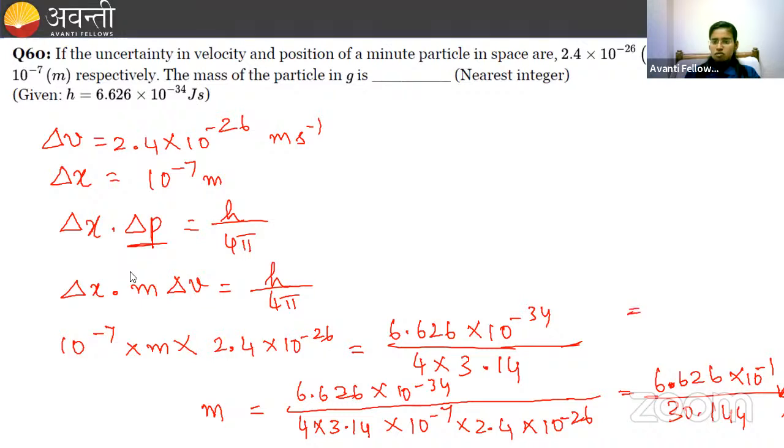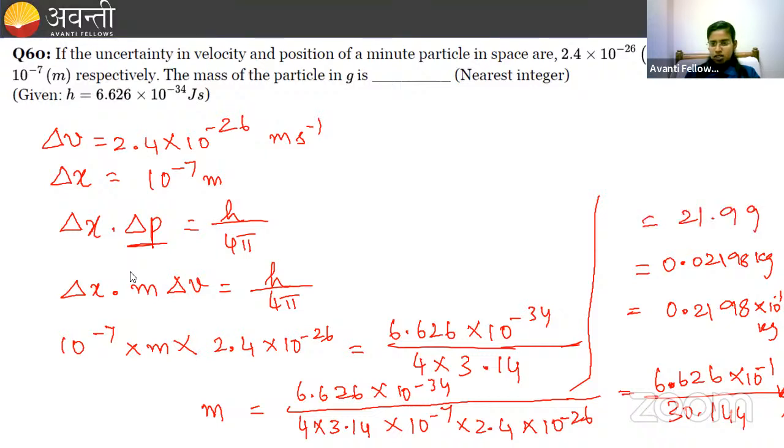Now, if we solve this, we will get 0.2198 into 10 to the power minus 1 kilogram, which is equal to 0.02198 kilogram. And in terms of gram, it is 21.9 gram. It is approximated to 22 gram. So the mass of the particle in grams is 22 gram. Okay. This is the answer for this question.